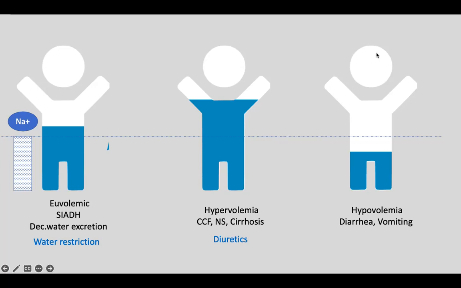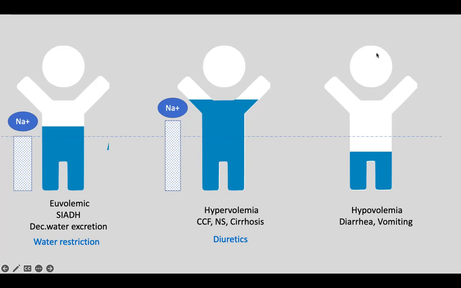Now, the next child is hyponatremic but is looking puffy. So there is hypervolemia. Here, the cause of hyponatremia is in fact excessive water retention. In fact, sodium is also more in this child, water is also more in this child. So here the treatment is diuretics. You will see this in CCF, in nephrotic syndrome, in cirrhosis. So here the treatment is diuretics.